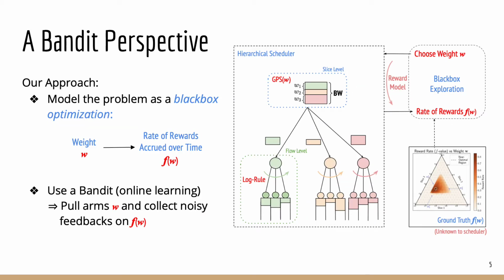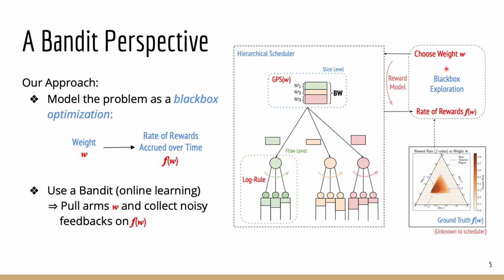So what can we do here? We apply a bandit perspective. Our approach is to model the problem as a black box optimization. We consider the rewards of the system are accumulated over time, and for each allocation vector W, there is a corresponding rate of rewards under the current scheduling and reward model, which we call F(W). The ground truth function F and the optimal weight W star, as this picture shows, are unknown to the scheduler in advance due to the complexity of this model.